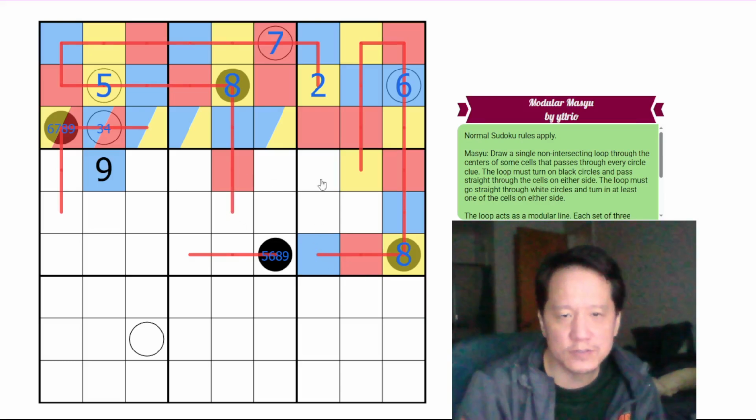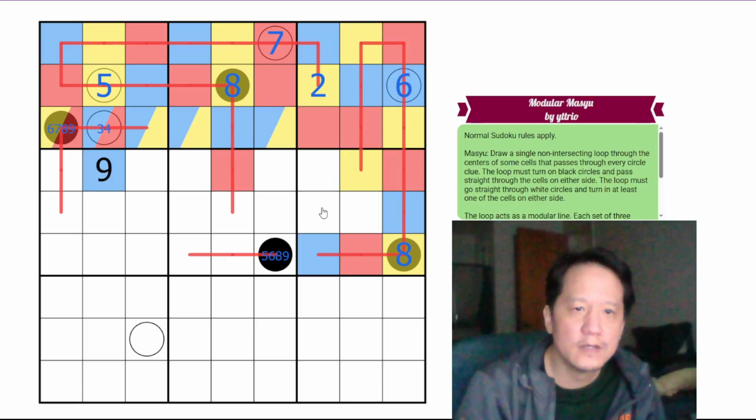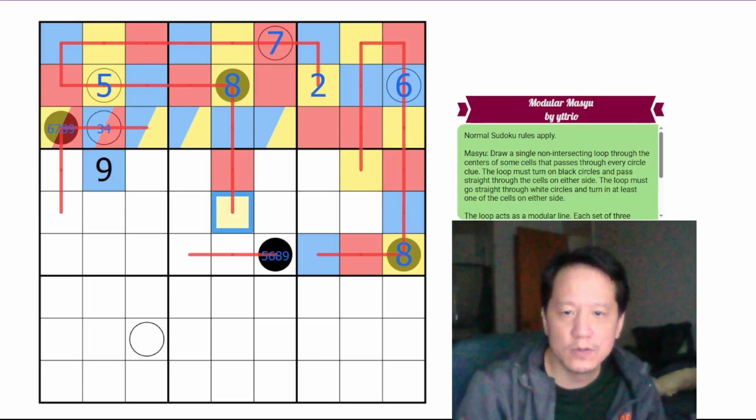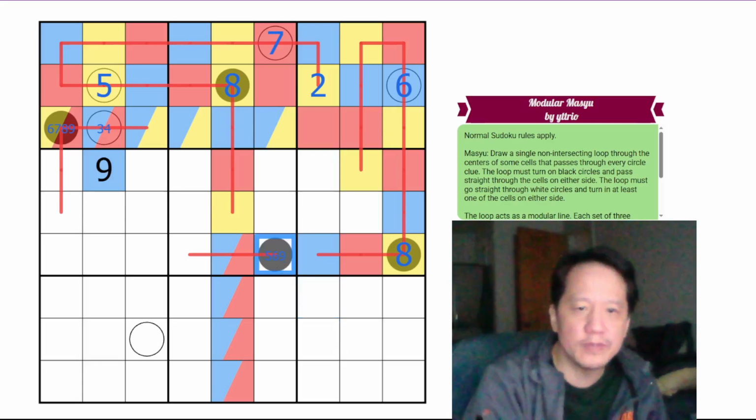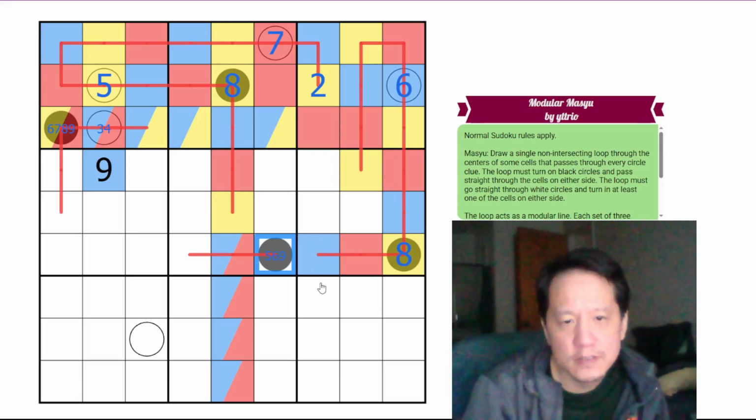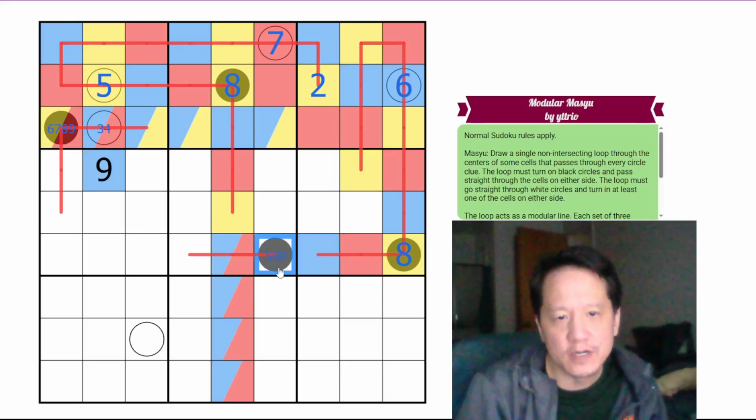If it turns this way, it would force a full loop here. So again, this is yellow, which means the remaining digits in column 5 cannot be yellow. We have 3 yellows. So this is blue or red. This can't be 8. This is 5, 6, or 9, so it's either yellow or blue.